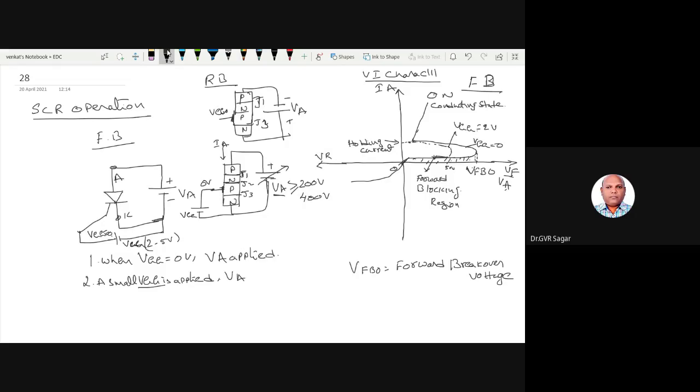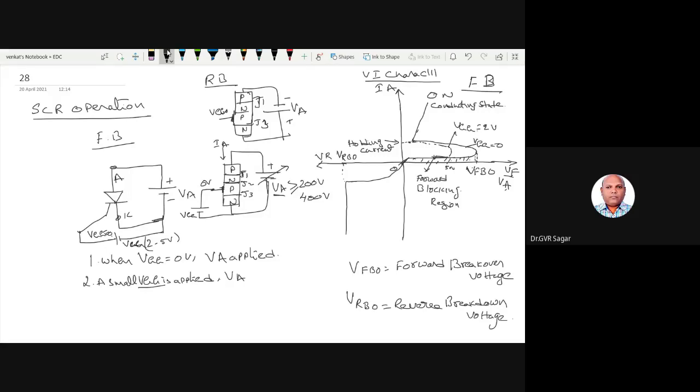At one particular reverse voltage, as you go on increasing the reverse bias on this junction, immediately at one particular voltage reverse breakdown occurs. I think you know what breakdown is, right? This is called VRBO. So VRBO means reverse breakdown voltage. Reverse breakdown voltage, and this is called the forward breakover voltage.